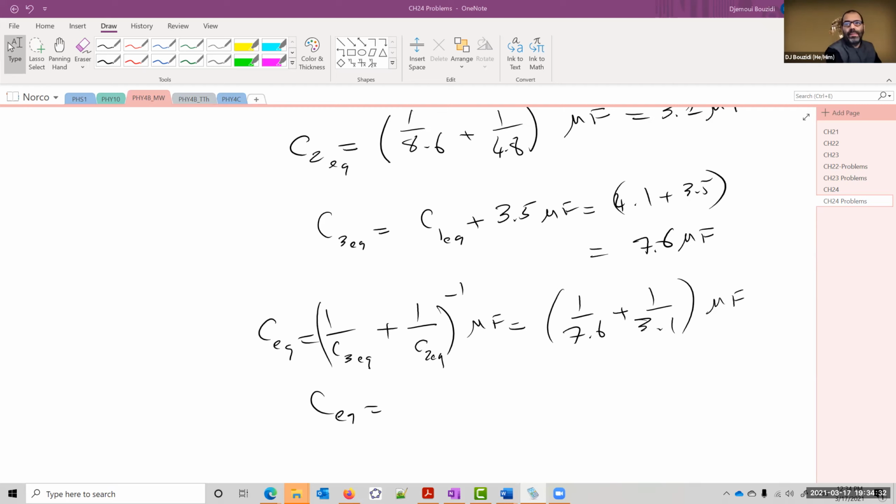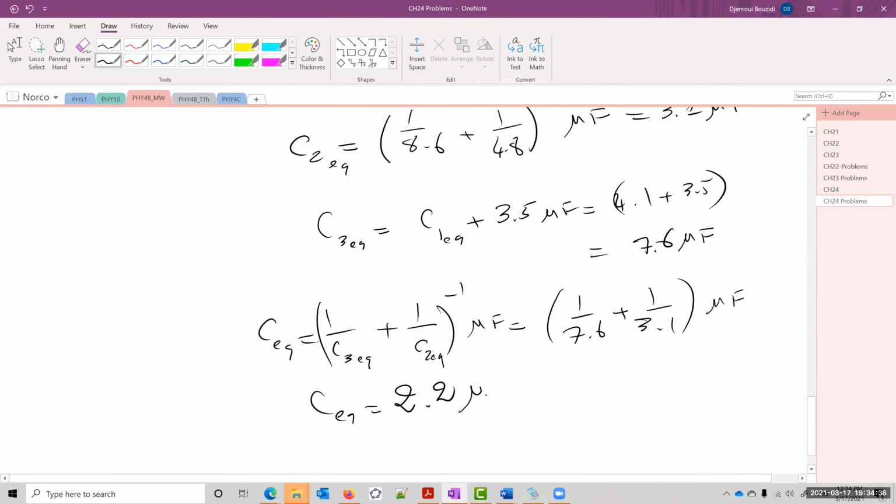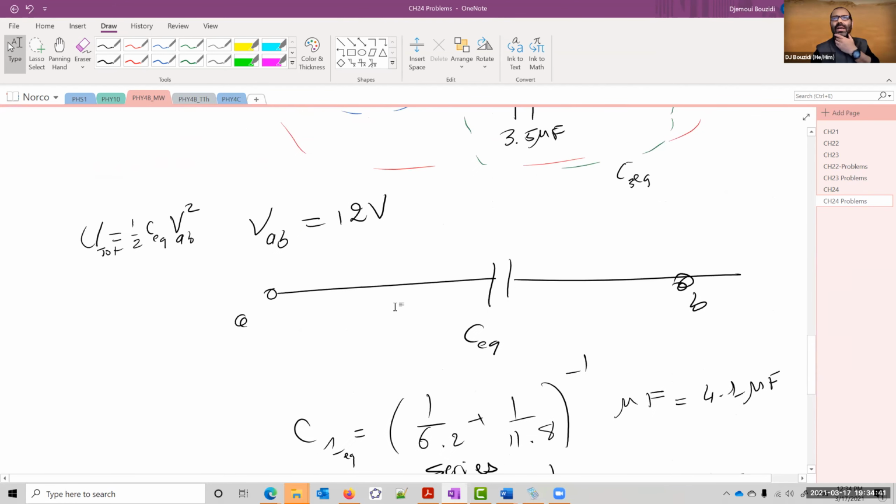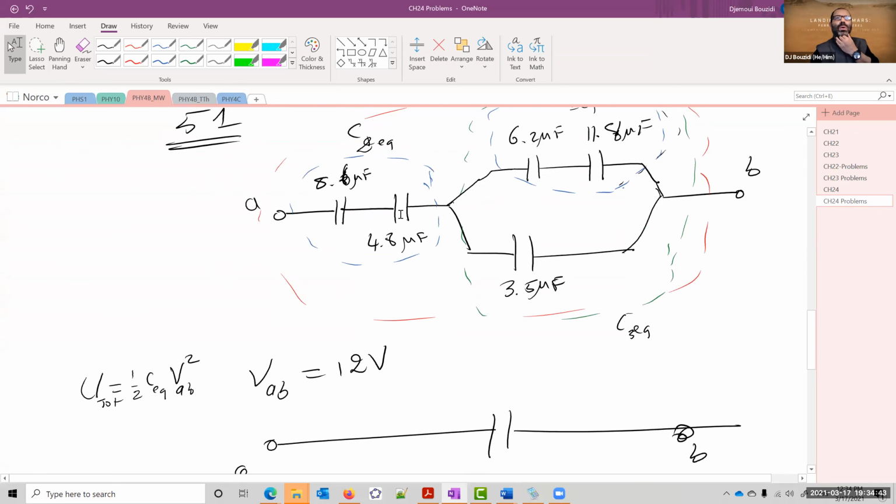So it's 2.2 microfarads. I made a big fuss in the lecture, if you guys remember, about the fact that when they are in series, it's smaller than both of them. When they're in parallel, it's larger than both of them. But you cannot really go by this one right now because some are in series, some in parallel.